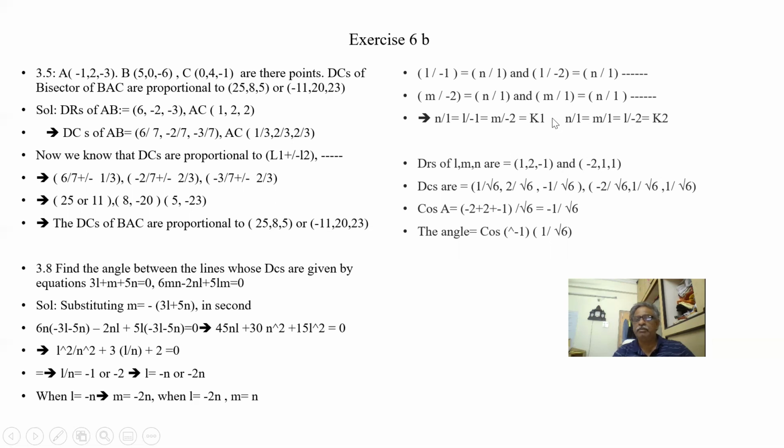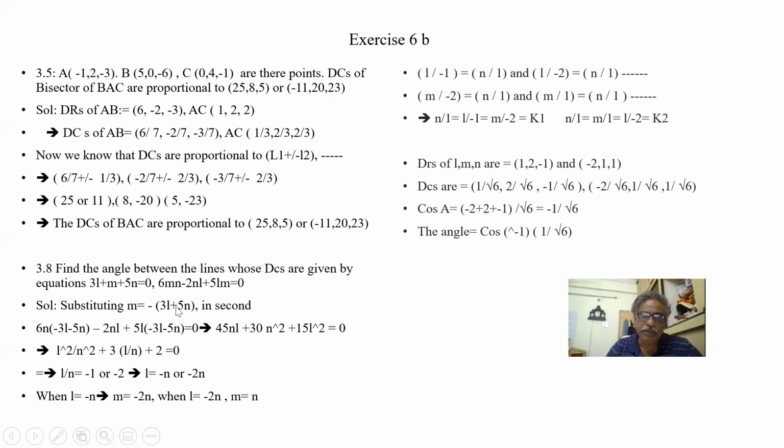How did we get the DRs? If I put K lambda or K1, N is K, L is minus K, M is minus 2K. So we can divide it by sigma, the square root of A square plus B square plus C square, and K gets cancelled. So we get DCs. 1 square plus 2 square plus 1 square is 6, so 1 by root 6, 2 by root 6, minus 1 by root 6. So what is the angle between these two? Cos theta is equal to L1 L2 plus M1 M2 plus N1 N2. These are the two lines' DCs. So I got minus 1 by root 6. So cos inverse 1 by root 6 is the smaller angle.